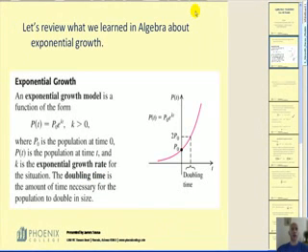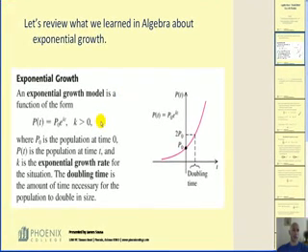Let's review what we've learned in algebra about exponential growth. An exponential growth model is a function of the form P of t is equal to P naught times e to the power of kt, where k is greater than 0. P naught, or P sub 0, is the population at time 0. P of t is the population at time t, and k is the exponential growth rate for the situation.